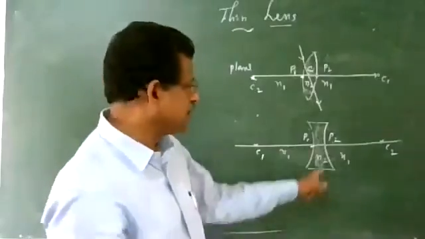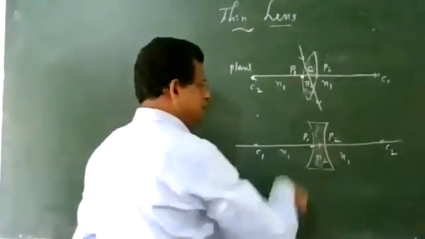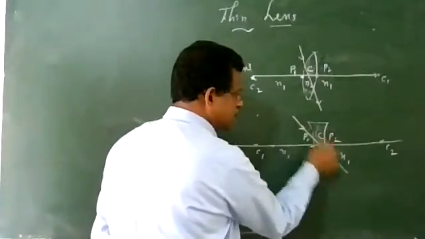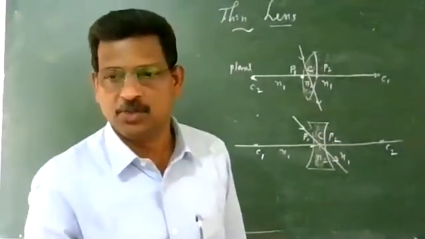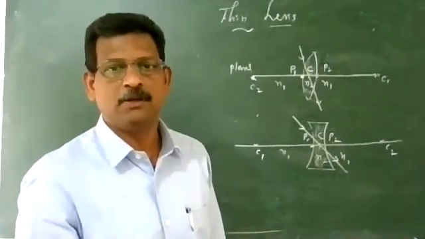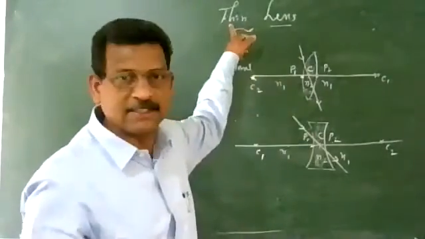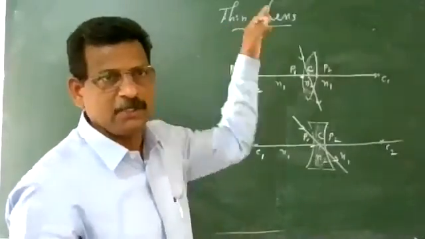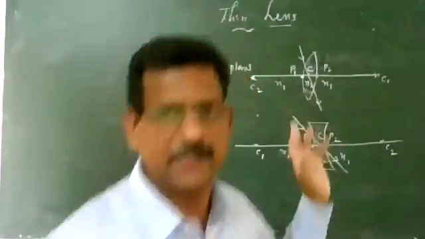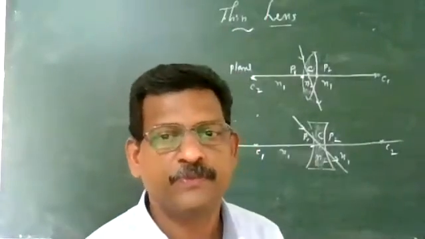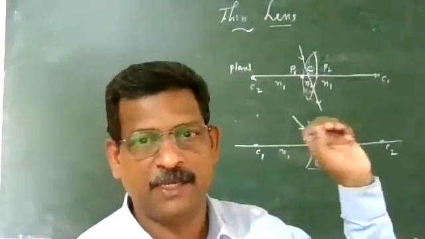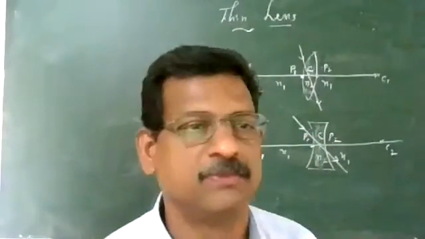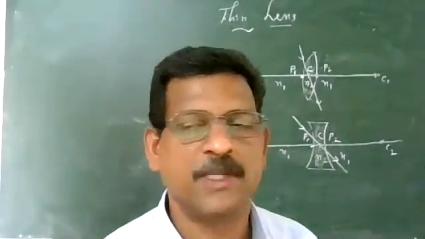The optical center is a point at the center of the lens which is on the axis, and a ray passing through it goes without any deviation. That is called the optical center. This is for thin lenses. If it is a thick lens, what will happen? We are discussing thin lenses, not thick lenses. The optical center is the point lying at the center of the lens on the principal axis, so a ray of light passing through it goes without any deviation. That is the optical center.